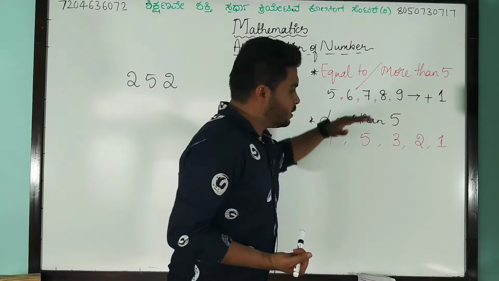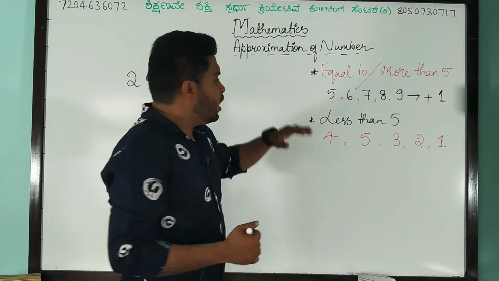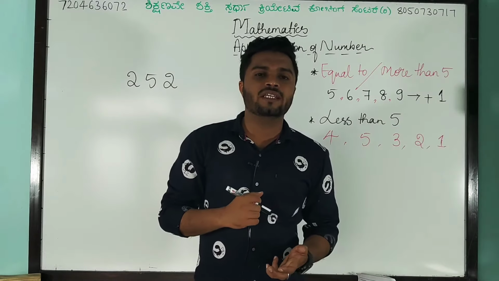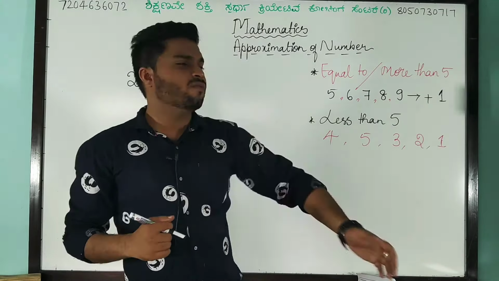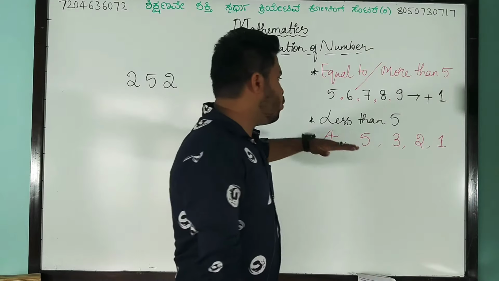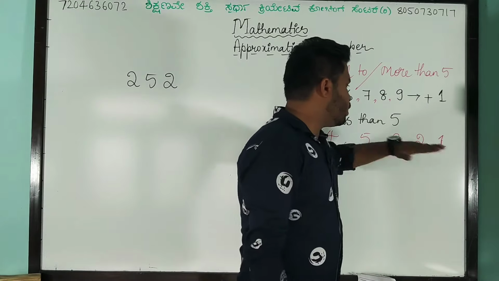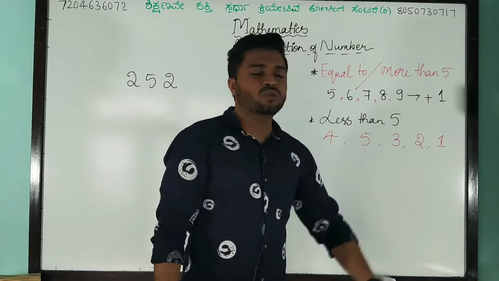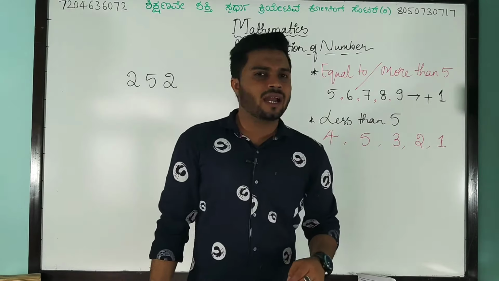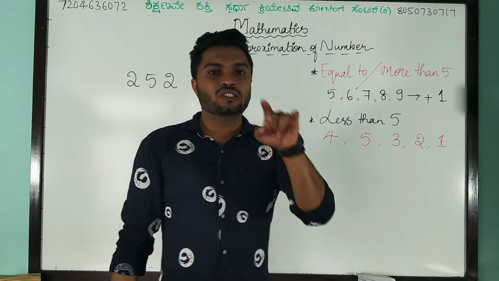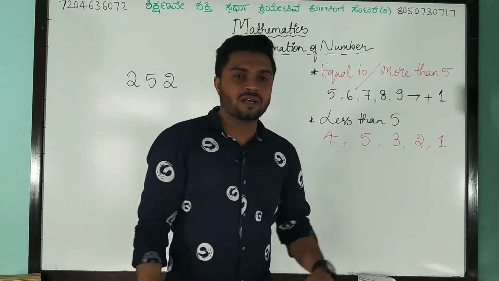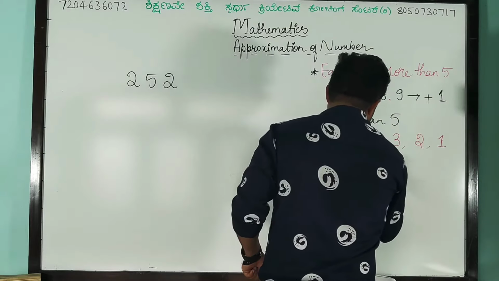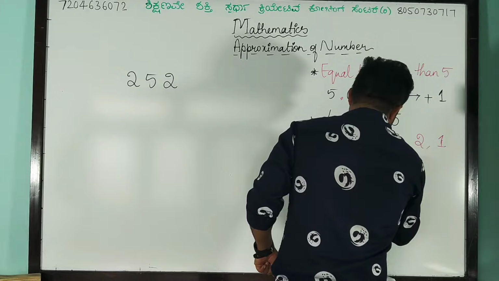Next, one more point I have given you. What if it is less than 5? If it is less than 5, for example the numbers like 4, 3, 2, 1, what will you do in that? If you get all these numbers that are less than 5, you are going to keep the number as it is.